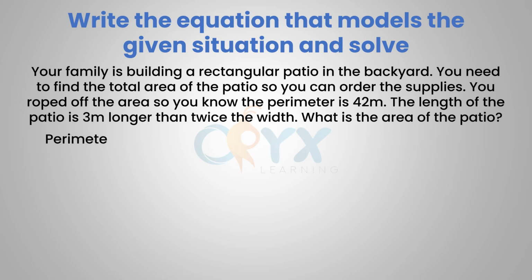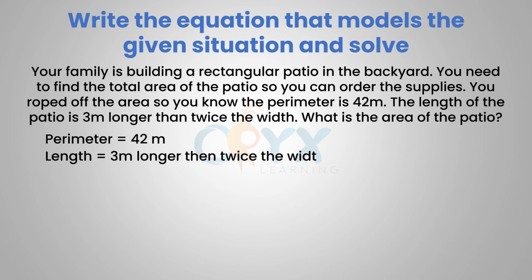So if the perimeter is 42 meters and the length is 3 meters longer than twice the width, then the length equals 3 plus 2w. Remember, our perimeter equation is P equals 2 times L plus 2 times W. Substituting in what we have, we know the total perimeter is 42. So 42 equals 2 times the length, which is 3 plus 2W, plus 2 times the width, W.